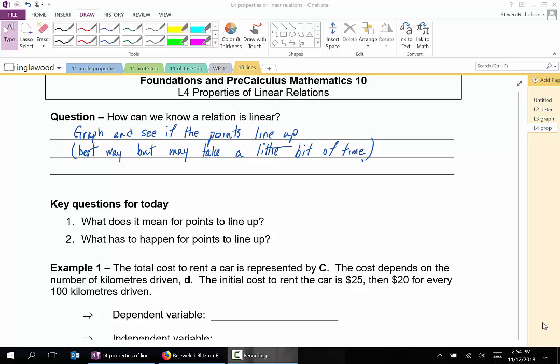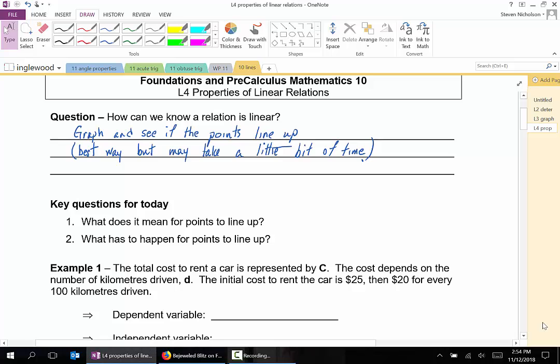Today's lesson is on properties of linear relations. How can we know a relation is linear? Well, what we saw last day was if we graph the points, we see if they line up, and it's very obvious if it's linear or nonlinear. So graphing is the best way, but it may take a little bit of time.